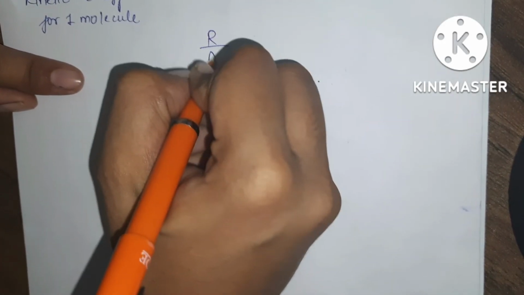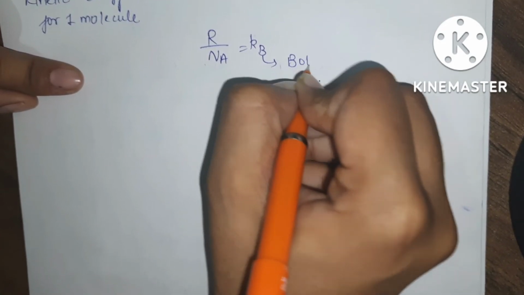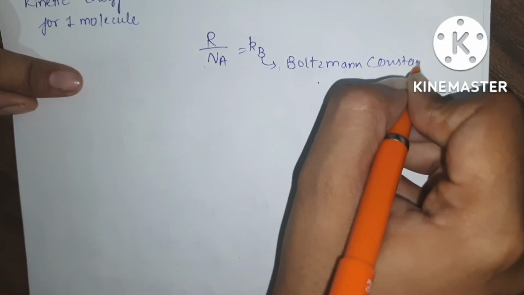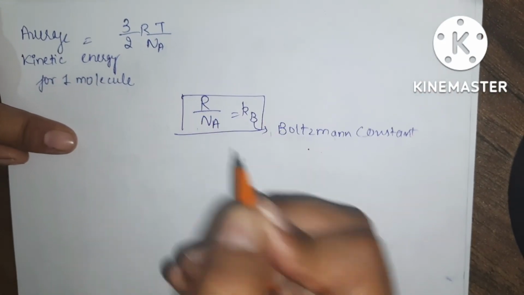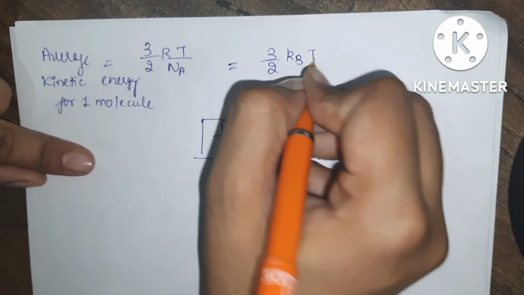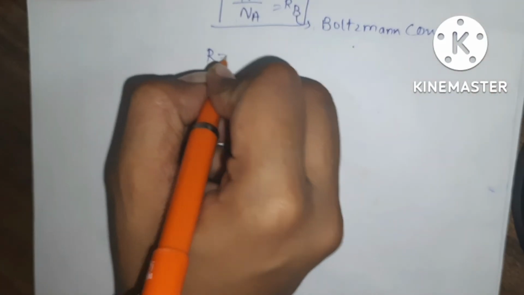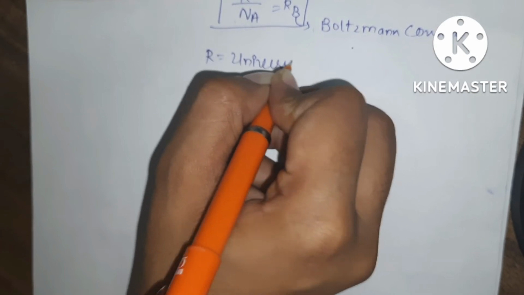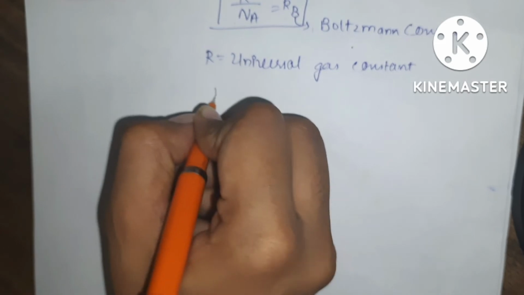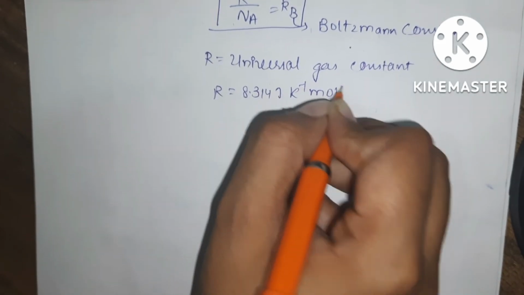So R by Na is equal to Kb. This is the Boltzmann constant. R by Na you can say is equal to Kb. So 3 by 2 Kb into T. What is the value of R? R is the universal gas constant. R value is 8.314 joule per Kelvin per mole.